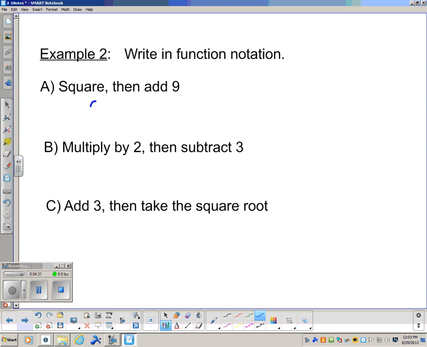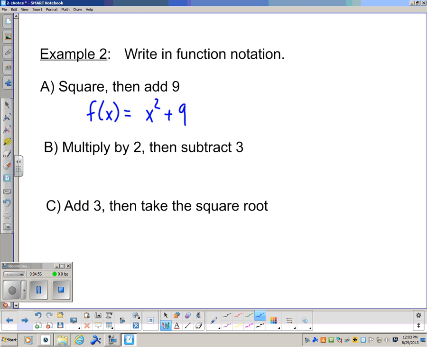So I'm going to say f of x equals, and whatever they're telling us to do, we're doing that to the x there. So it says to go ahead and square. So we're going to square the x. And then we're supposed to add 9 to that. So we end up getting x squared plus 9. So we squared the x, and then we just added 9 to it.